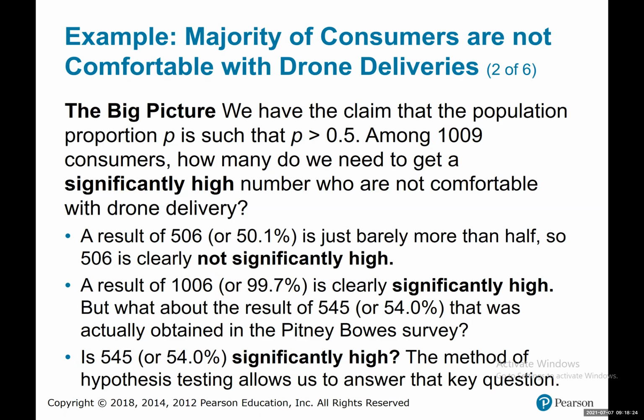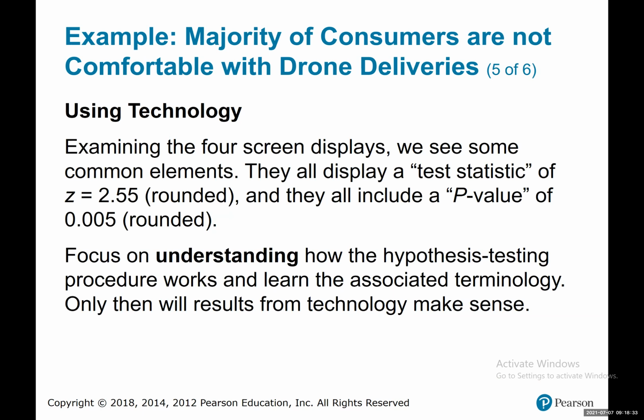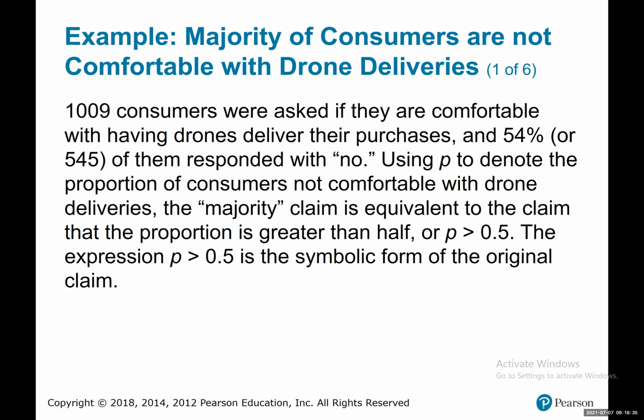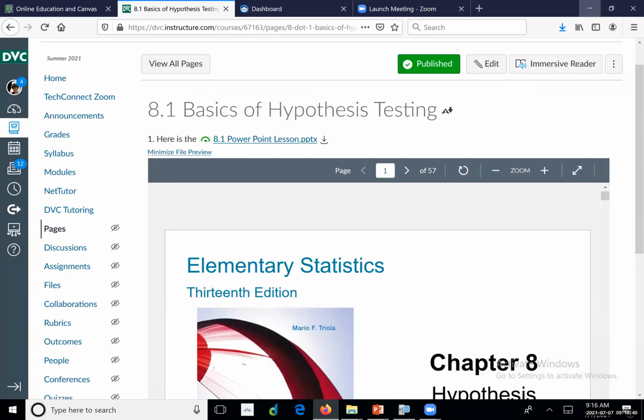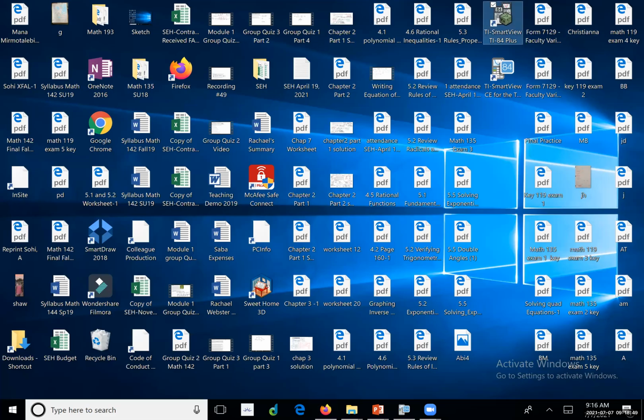Let's write here. They said the number was how many? 545 out of 1009. So let me tell you something. Grab your calculator because I don't want to just go further without telling you how we are utilizing our calculator here. So open your calculator or bring your calculator until I open this.